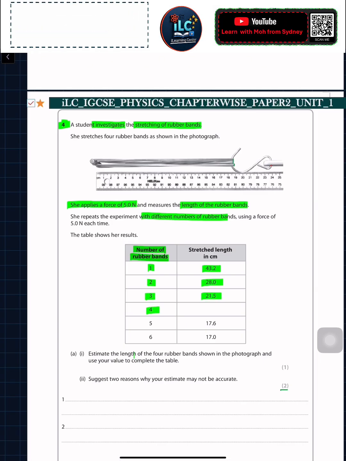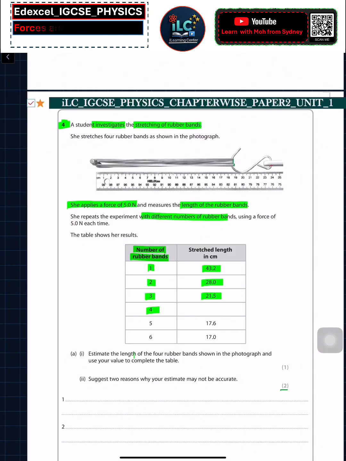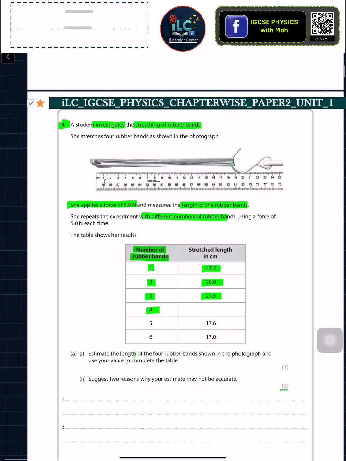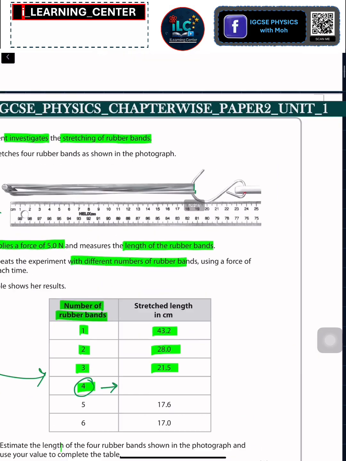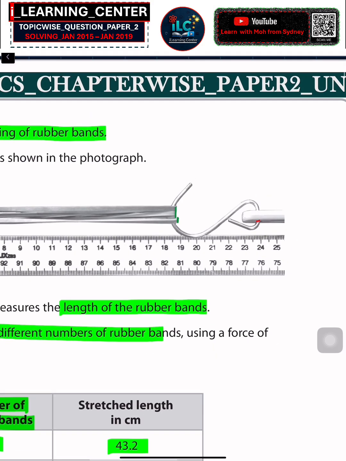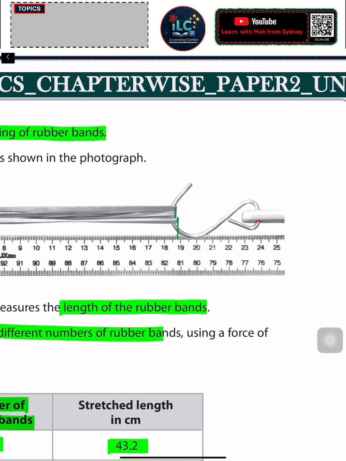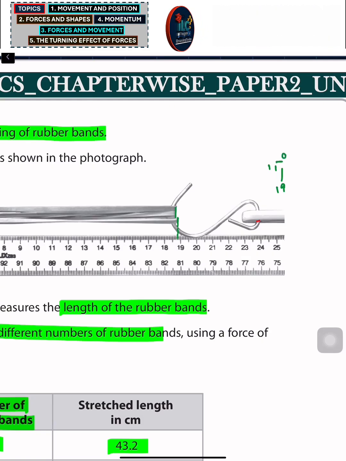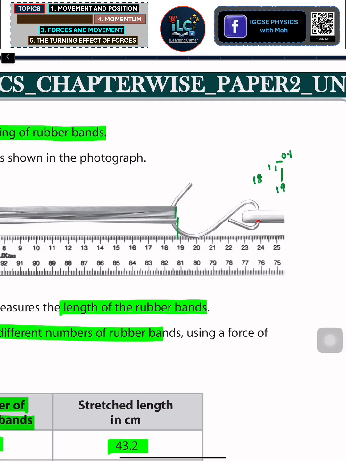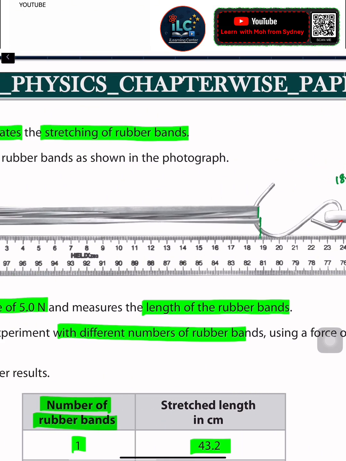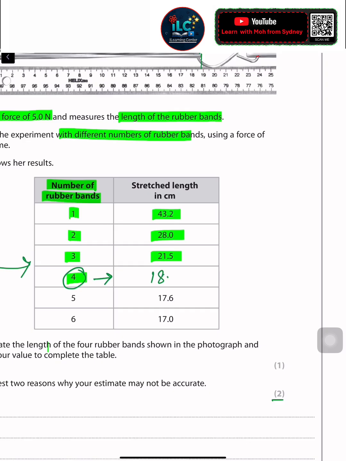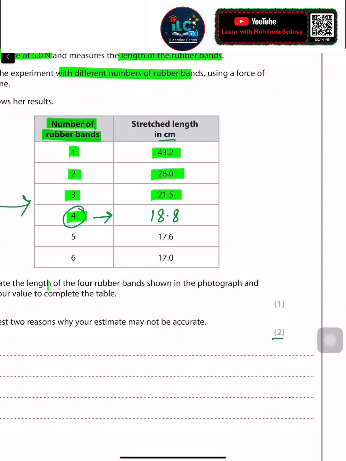For 4, they haven't given you the answer, but they have given you a picture, and it says that this picture represents the stretch for 4 bands. So we will get it from this image. If I zoom in carefully, I can see the stretch looks like this. This is 19, and I know that each of these divisions is 0.1, so this is 18.8, this is 18.9, and the next one is 19. So if I move back here, I can write 18.8. It's already in centimeters, we don't need to worry about it.